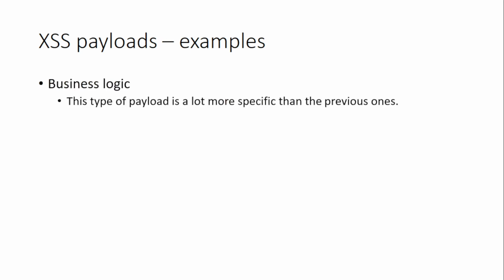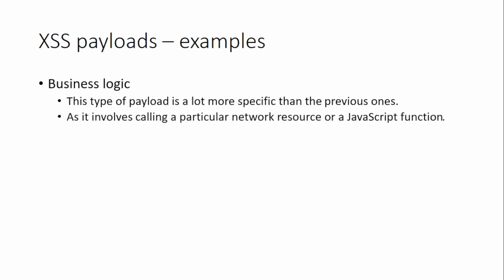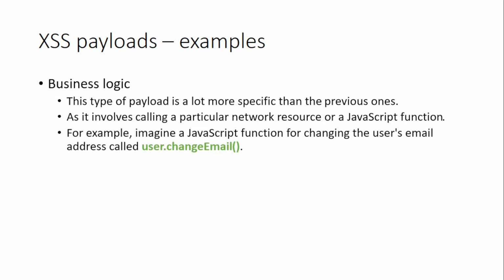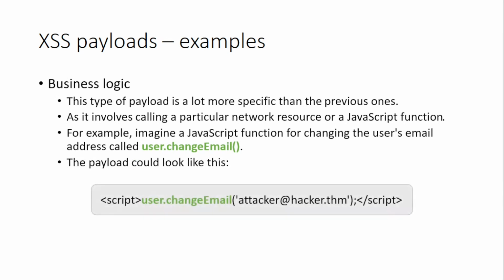Another example, here we're talking about business logic. In this type, the payload is a lot more specific than the two previous ones, as it involves calling a particular network resource or a JavaScript function. For example, let's imagine a JavaScript function for changing the user's email address called user.changeEmail. So the payload would look like this. Here, the attacker would change the email of a victim user with his own email, making it possible for him to reset the password after.